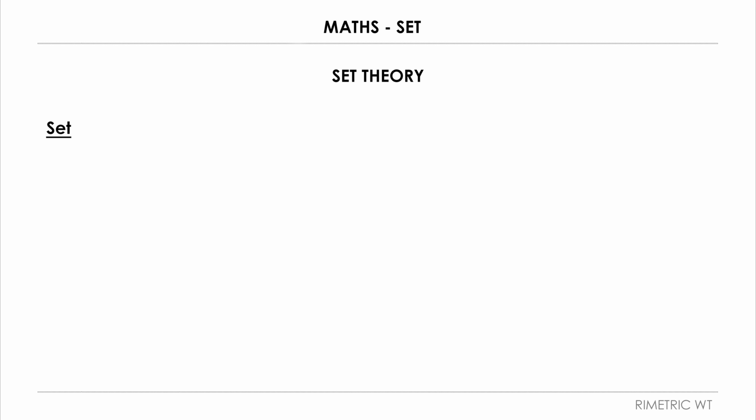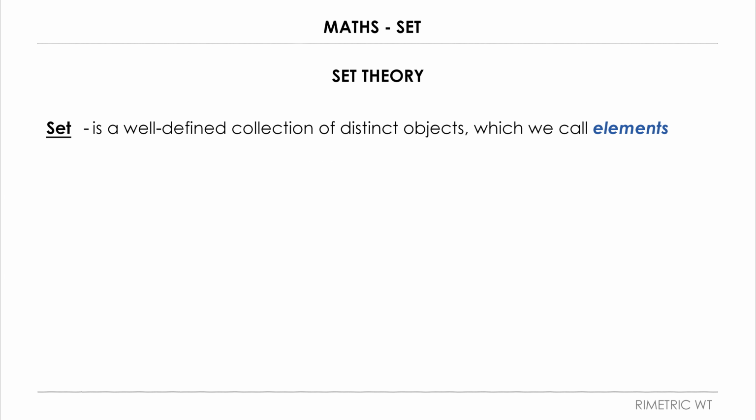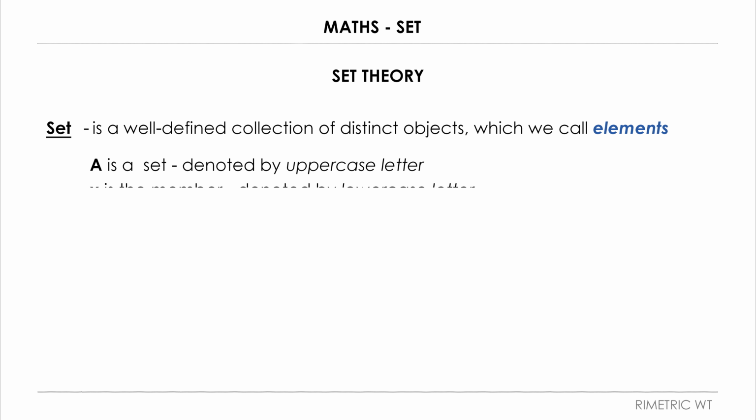A set is a well-defined collection of distinct objects, which are called elements. You can think of it like a club membership. An object either belongs to the club or it doesn't. If A is a set, denoted by an uppercase letter, and x is an element, denoted by a lowercase letter, we write as such, which is read as x is an element of A, or x belongs to A. If x is not an element of A, we write as such, which is read as x is not an element of A, or x does not belong to A.